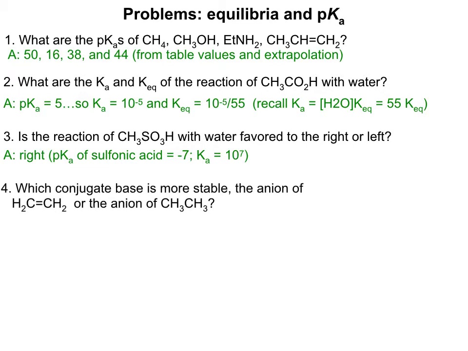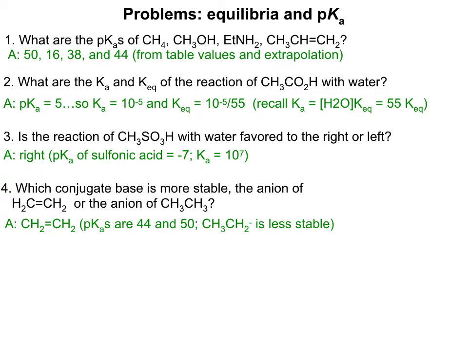Which conjugate base is more stable, the anion of the alkene or the alkane? And so you should say, oh, which one of these is going to be more acidic? That's going to be a more stable conjugate base. And the more acidic one is the alkene, pKa of around 44 versus the alkane pKa around 50.